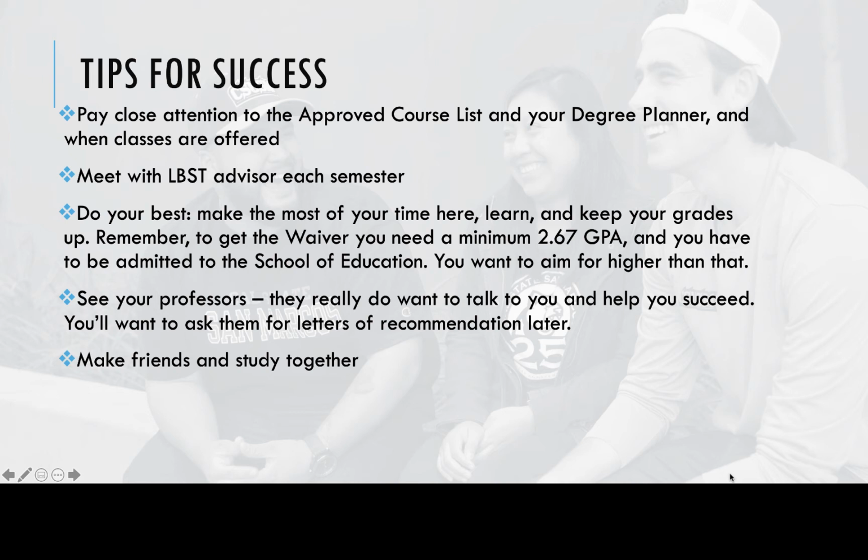Remember that in order to get the waiver, you need a minimum of 2.67 GPA, and you also have to be admitted to the School of Education. And you want to aim higher than that because you want to be a great teacher. You should see your professors. We really want to talk to you, and we want to help you succeed. And you will want to ask them for letters of recommendation later, either for applying to the School of Education or maybe graduate school. You should make friends and study together.